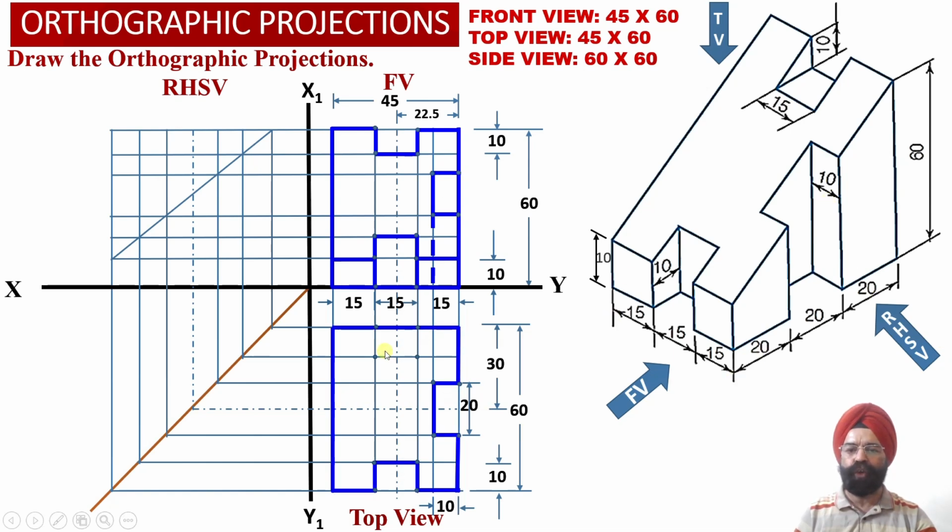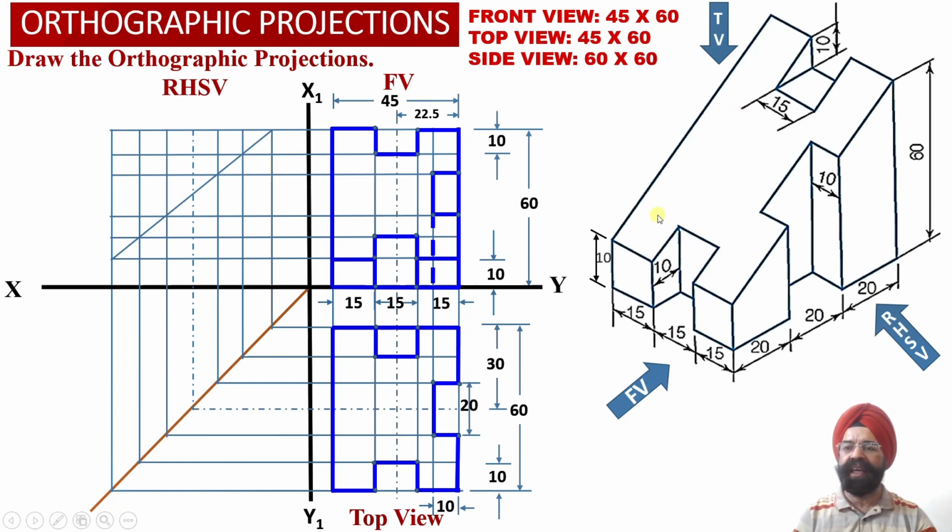Similarly, from the top view orientation, this is the boundary which will be visible to the observer from the top. Then corresponding to this rectangular slot, we are able to visualize true shape projection. This is true shape projection corresponding to this horizontal surface, because this is parallel to the horizontal plane. This slot is also true shape, and this slot is also true shape representation.